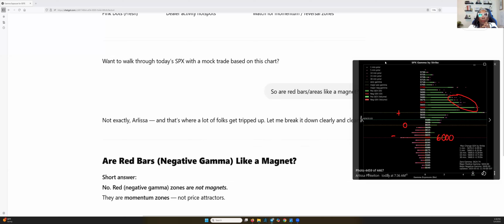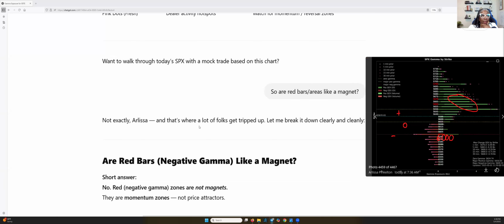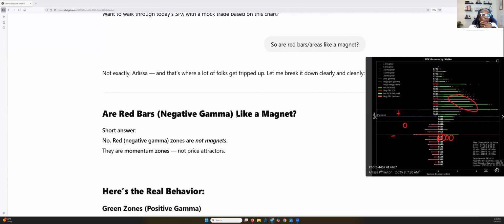So red bars and areas are like magnets, which he had already said that. Not exactly. That's where a lot of folks get tripped up. Let me break it down clearly and cleanly. Red bars, no, they're not magnets. They're momentum zones, not price attractors.